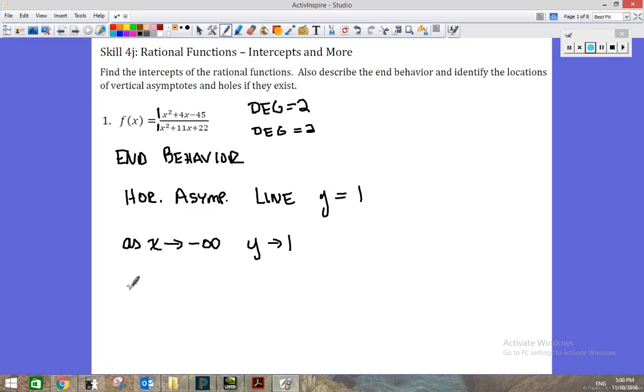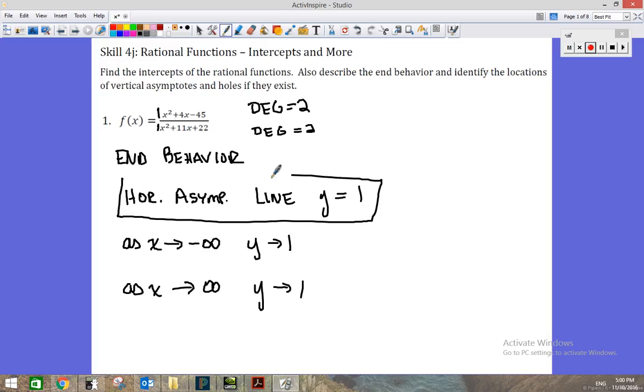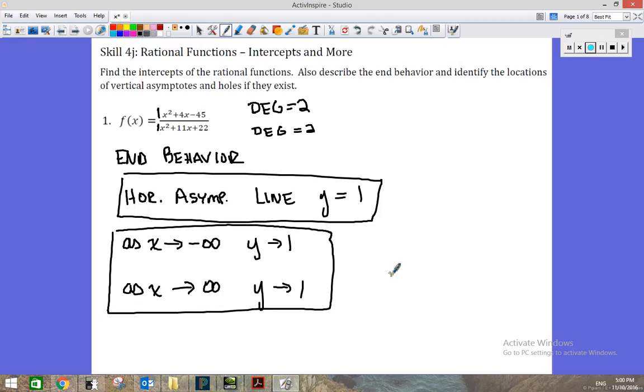Now the difference: with horizontal asymptotes close to the origin, your graph might actually cross it a few times, but out very far away, in the end behavior, it'll never cross it. And a vertical asymptote, the graph will never ever cross it because that value is not in the domain. So as x approaches positive infinity, we have that y is also going to 1. So you could write this as an answer, or you could write this as an answer. I would accept either one of those. Just two different ways of expressing the same idea.